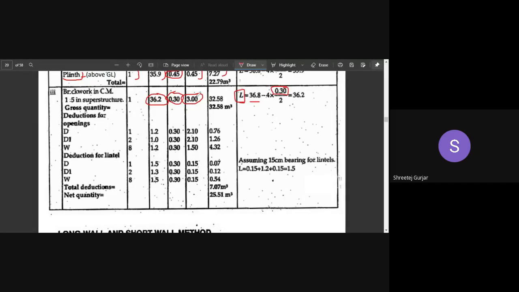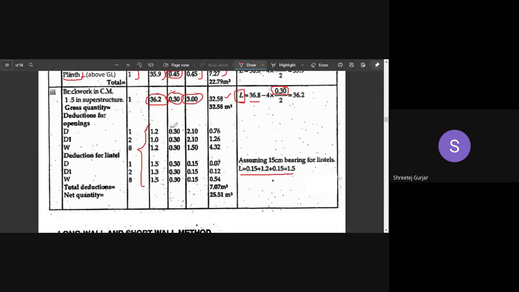So multiplying all of this, you get your brickwork in superstructure. And then deductions for openings. It is by the same method that we used in the previous one. So I hope you can be able to solve it. What you have to do is just assume 15 centimeter bearing on both the sides, and then calculate this.